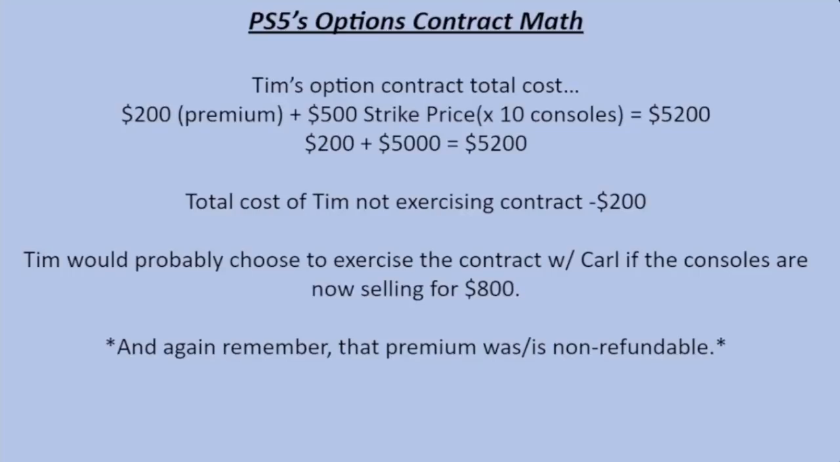He chose that option. Now, Tim would probably choose to exercise that contract with Carl if the consoles were now selling at $800. But again, that premium, whether they're selling at $800 or $400, he's not getting that premium back. So if you're the buyer of an options contract, you are not getting the premium back. The premium is the price to open the contract, and you agree upon it the moment you send the money to the seller. You are opening that contract.